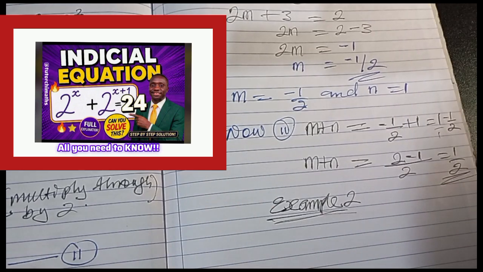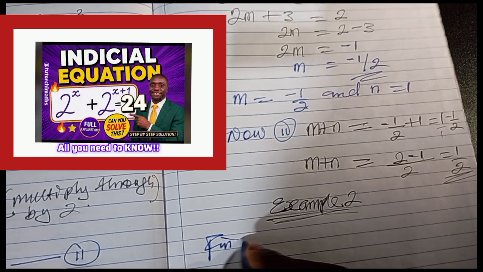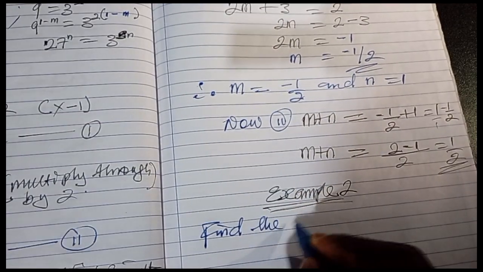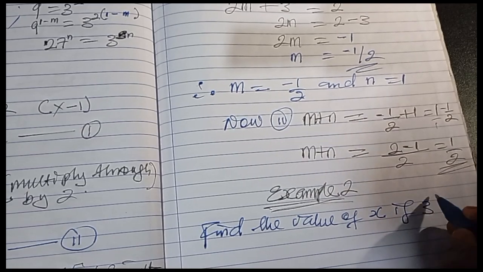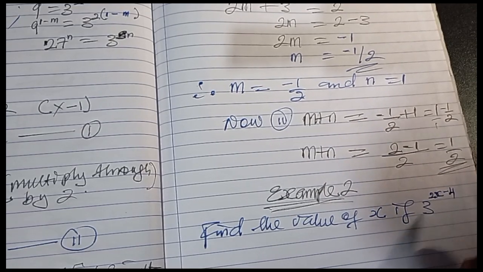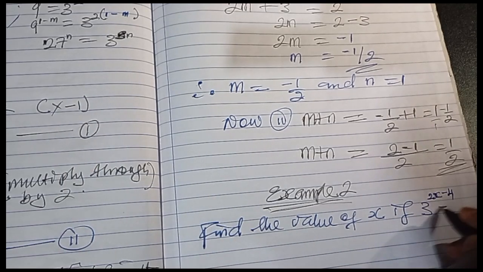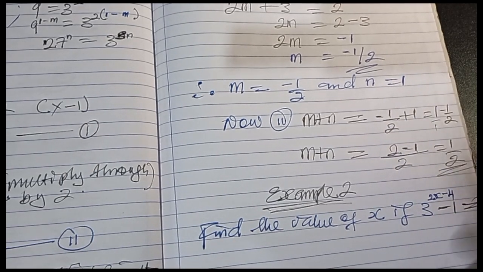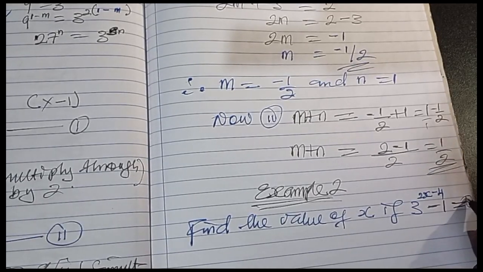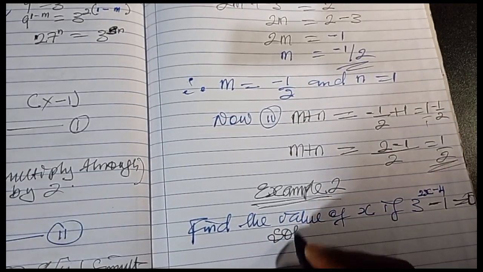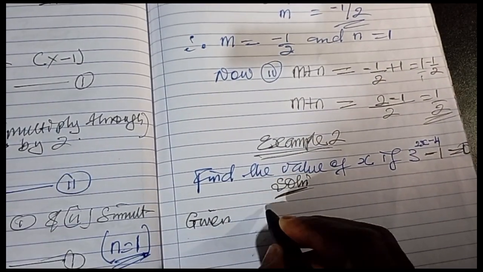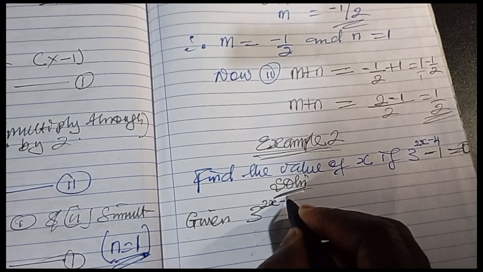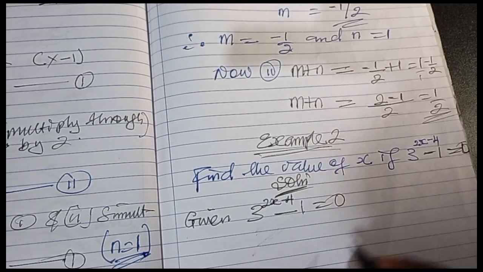Example 2, we are given to simplify, find the value of x, if 3 raised to the power 2x minus 4, then minus 1 is equals to 0. Okay, we have been solving several examples like this. Solution, given 3 raised to the power 2x minus 4 minus 1 equals 0.